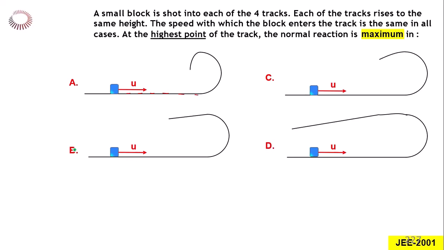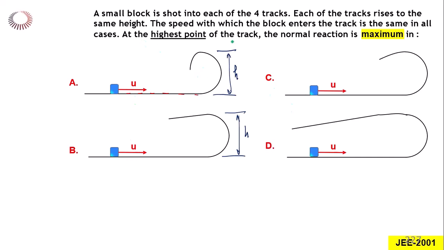Okay, so now there is a small block sent into each of the four tracks. There are four different tracks that have been shown to you. Each of the tracks rises to the same height. That means these heights are the same for each and every track. Let us say this is h. So the speed with which the block must enter the track is the same in all cases. Let us say the particle is entering with the speed of u in all cases.